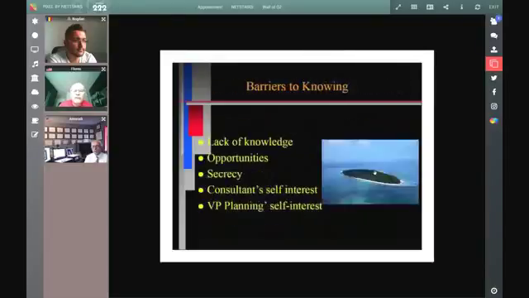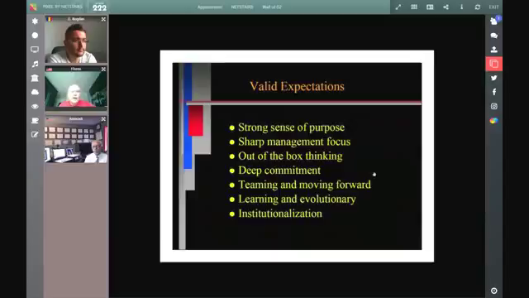I guess the valid expectations. For anybody who is doing strategic planning or hiring somebody to do strategic planning, I put together this slide called valid expectations. This is the minimum that you need to require when you are doing strategic planning or when you are hiring somebody to do strategic planning. At the end of the strategic planning, you are supposed to have a very strong sense of purpose. In other words, the whole company should be very clear about where they're going and how they're going there.